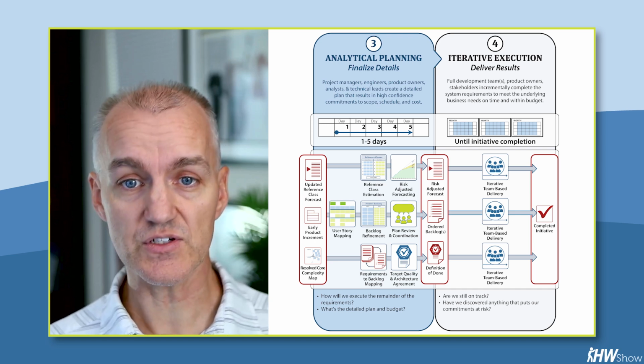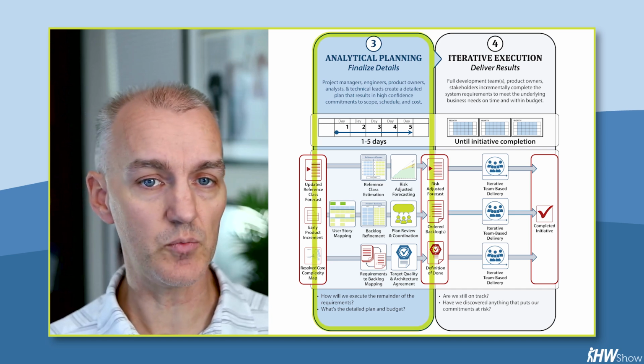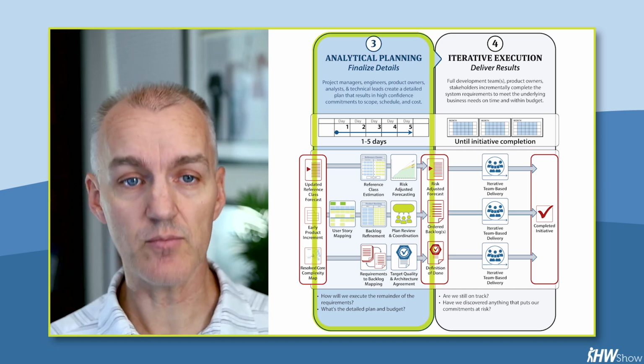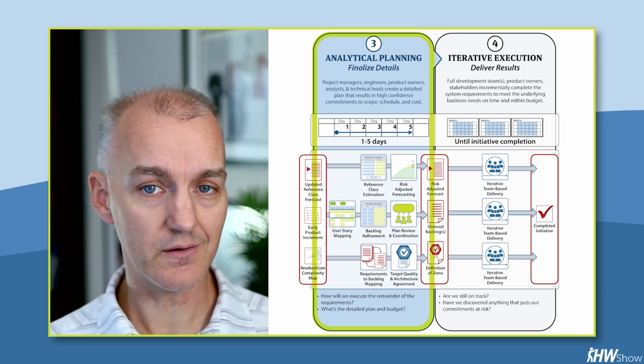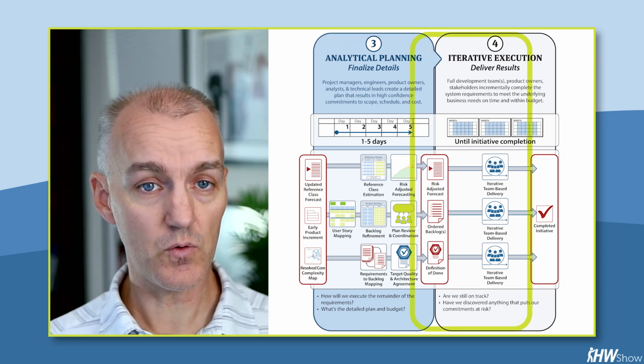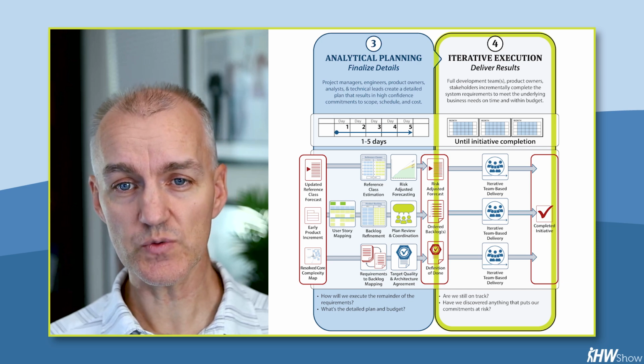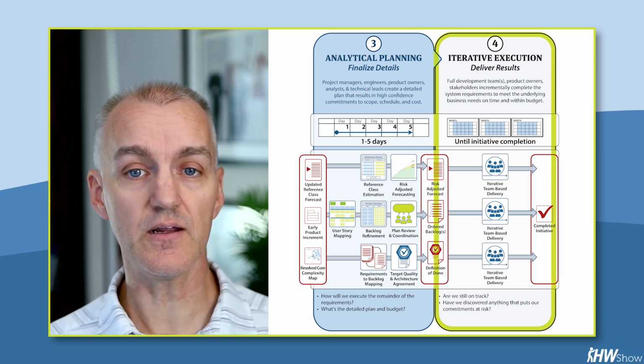So that's CAPED phases 3 and 4. Phase 3, Analytical Planning, gives us a structured, reliable execution plan by defining the what, the how, and the when. Phase 4, Iterative Execution, ensures we stay adaptable to changes while maintaining predictable, visible progress. If your organization struggles with finding the right balance between predictability and adaptability, CAPED provides a proven approach.